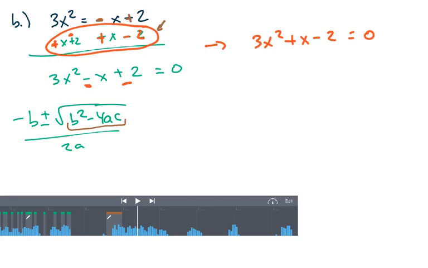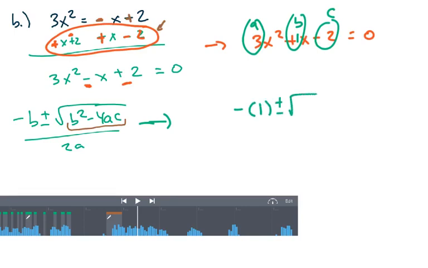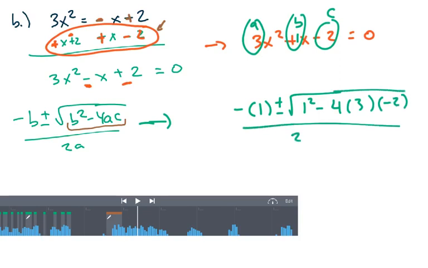Okay, so let's actually solve this. I'm just going to plug straight back into the quadratic formula. So we have the quadratic formula right here. A is 3, B now is 1, and C is negative 2. So we'll have negative B, so negative 1, plus or minus the square root of B squared, so 1 squared, minus 4A, which is 3, C negative 2, all over 2A, and A is 3.